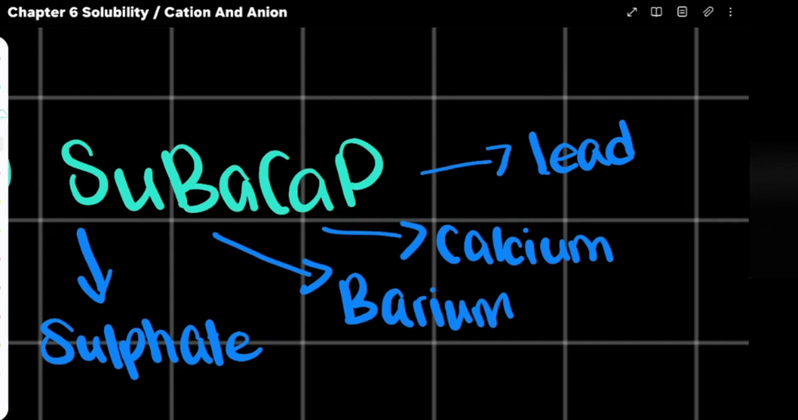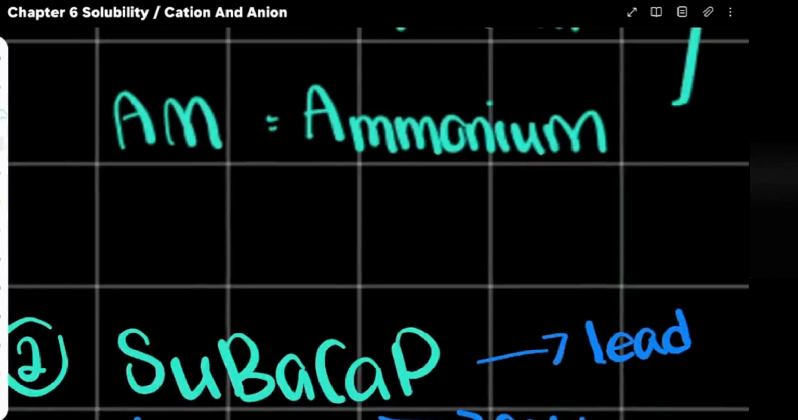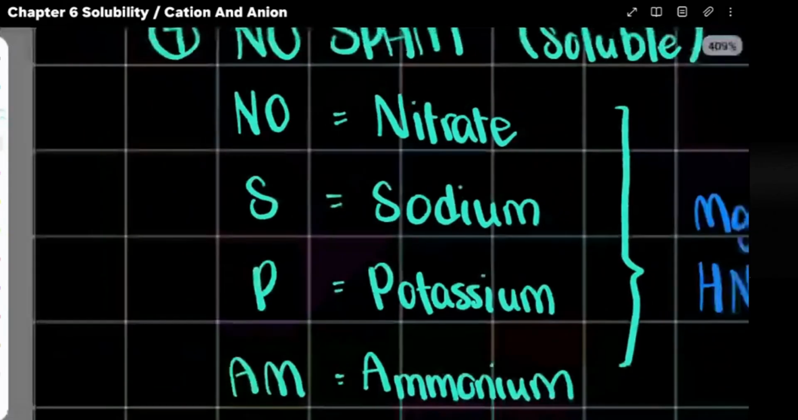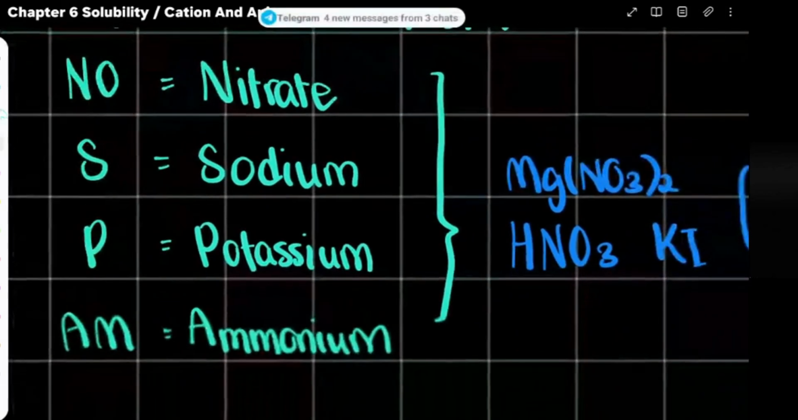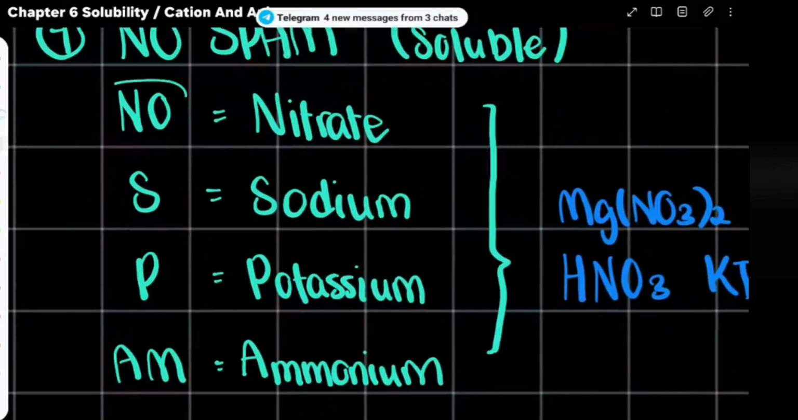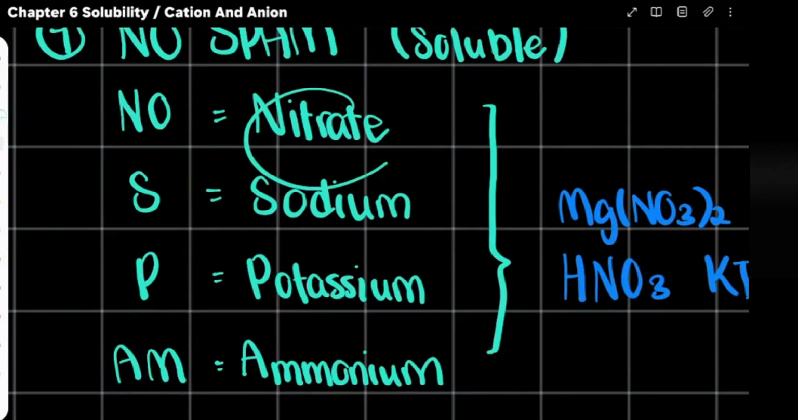Okay. Can you go back to the NO SPAM? Yeah, NO SPAM, right? Why is it NO SPAM? Because please don't spam this group, okay? Anyway, NO SPAM means anything with nitrate, sodium, potassium, and ammonium. Mara, what is the formula for ammonium? Ammonium.